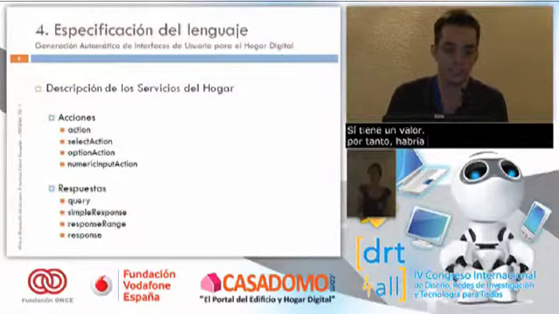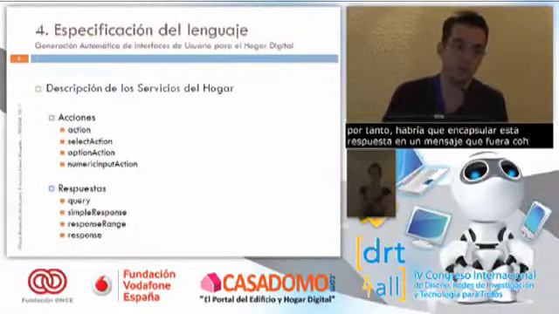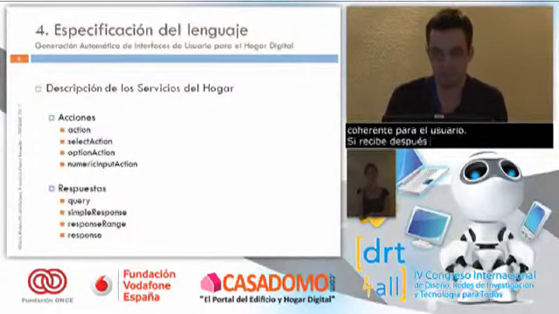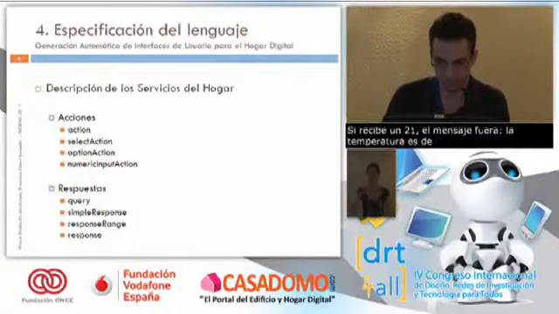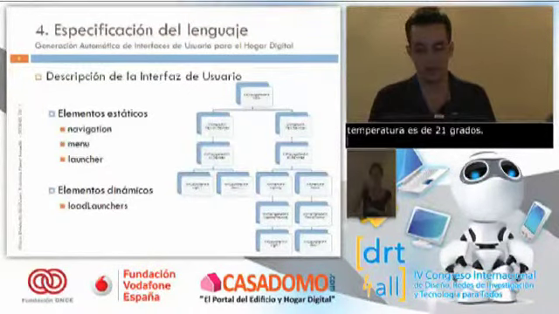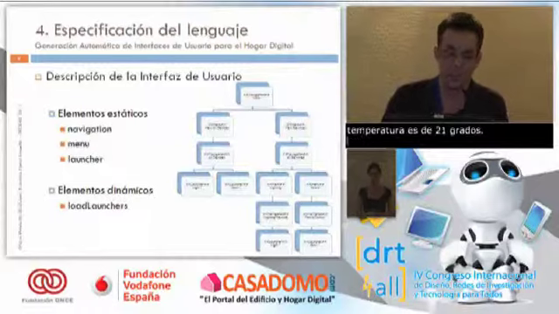And so we would have to encapsulate the response. We have to make sure that it's something that the user can really understand. So if the number was 21, the actual response would have to be, the temperature is 21 degrees, so that they know what the 21 refers to.